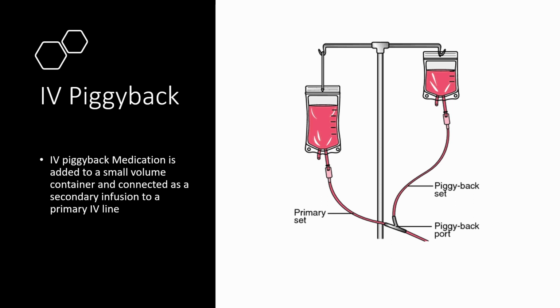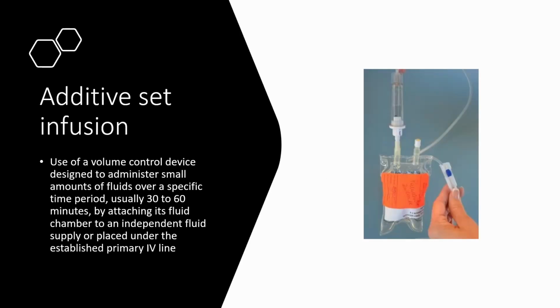So here you have your IV piggyback. For your IV piggyback, you have two IV bags. One is a primary line, and second is the piggyback. The primary line will have a port in it where you can insert the piggyback set. So basically, it's called a piggyback because you're simply adding another bag to the primary line. Next is additive infusion set. This uses a volume control device designed to administer small amounts of liquid over a specific period of time.